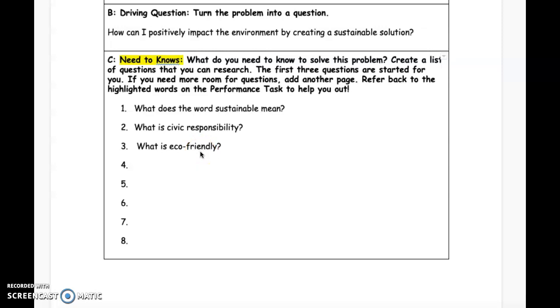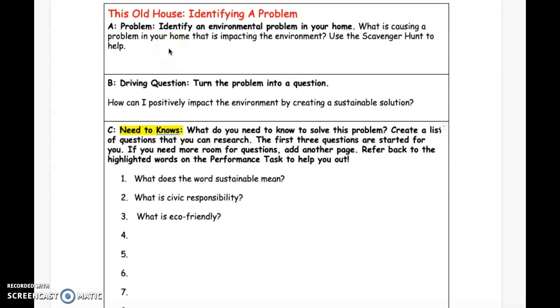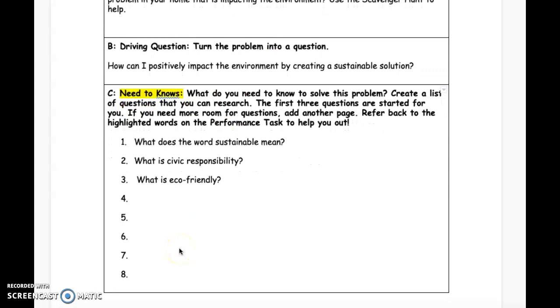I want you now to go through the performance task and look at the highlighted words. What don't you know, or what words are you unfamiliar with? Also, I want you to look at your problem. According to your problem, is there something that you need to know about your problem that's going to help you understand how to find a solution?